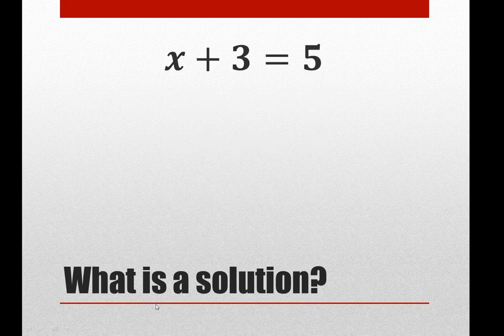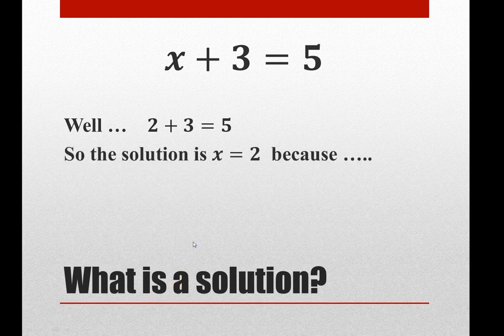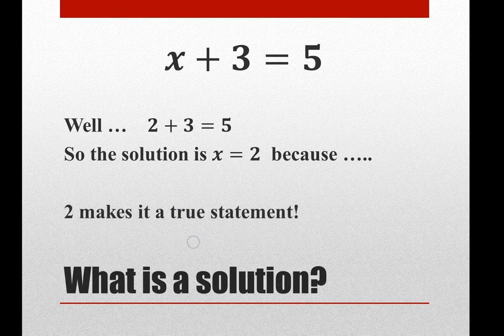Let's take something nice and simple. We don't need to do any math. We just need to look at it and know what the answer is. Well, 2 is the answer because 2 plus 3 equals 5. And we know that by just looking at it. So the solution to this equation is 2. And the reason it's 2 is because it makes this a true statement.